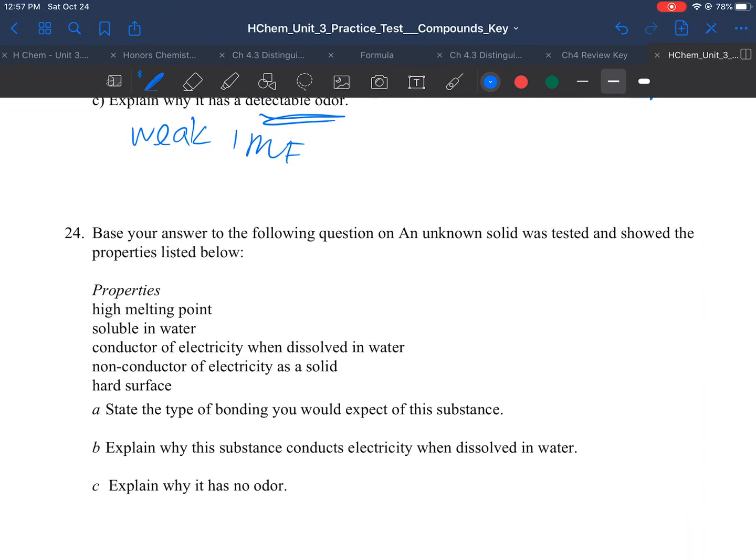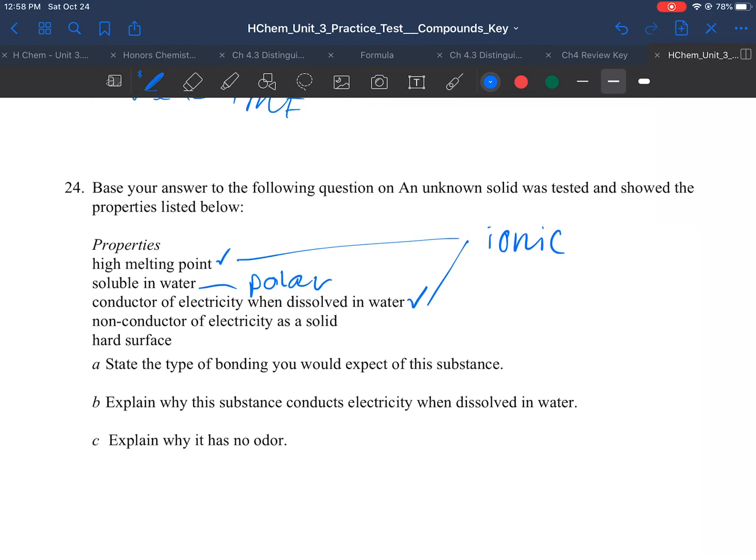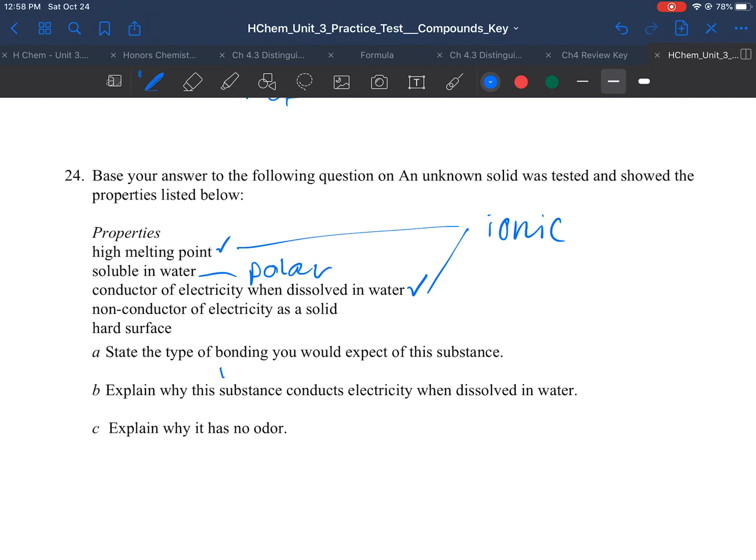For 24, we have a high melting point and a conductor of electricity when dissolved in water. So that's going to lead me to believe that it's ionic. If it's soluble in water, it must be polar. And in our case, state the type of bonding. Well, it'd be ionic. Or sorry, this would be, well, polar ionic, that's fine. Both are fine. Explain why the substance conducts electricity. Well, it has to do with ionic, which means freely moving charged particles.